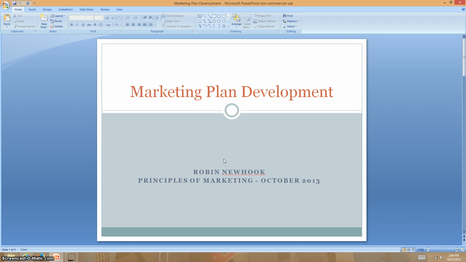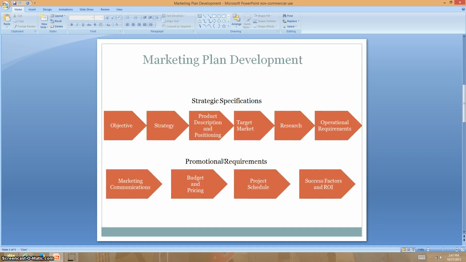Now, we've talked about it, we've given some examples, but I thought it would be helpful just to outline, big picture, what is involved. Okay, what I've done is I've broken the marketing plan development process into two process areas. First, strategic specifications, and then promotional requirements. As far as strategic specifications, first is the objective, and then your strategy, then product positioning and product description.